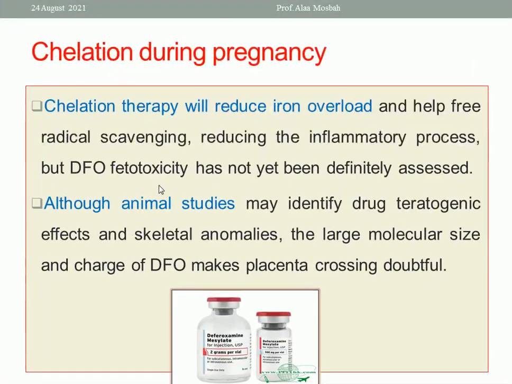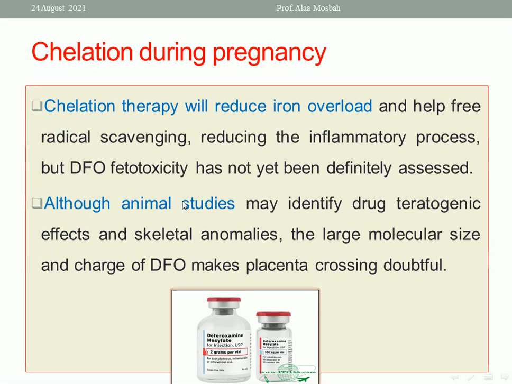Okay, what about chelating agent? Can I use it during pregnancy or not? What is the role of chelation? Chelation therapy will reduce iron overload and help free radical scavenging, reducing the inflammatory process. But deferoxamine, what's called DFO, can cause fetotoxicity. Still not proved in human, but proved in animal studies. Okay?